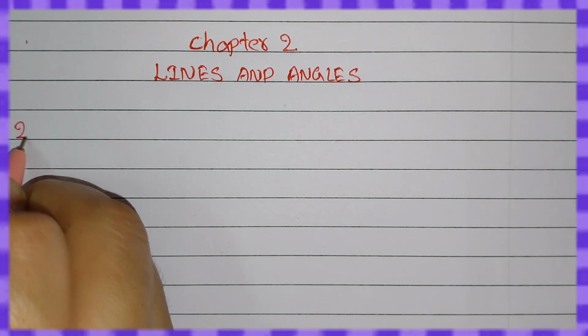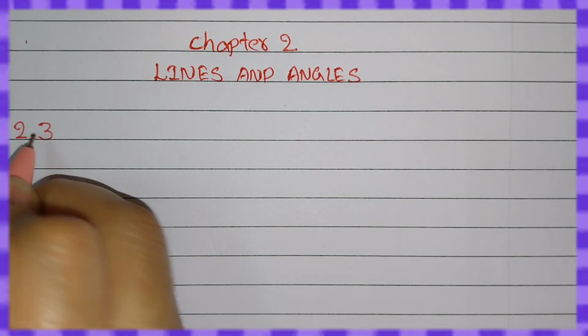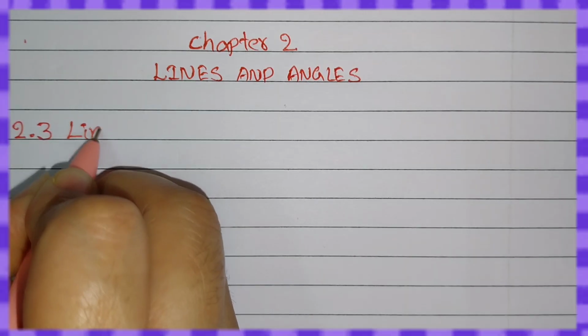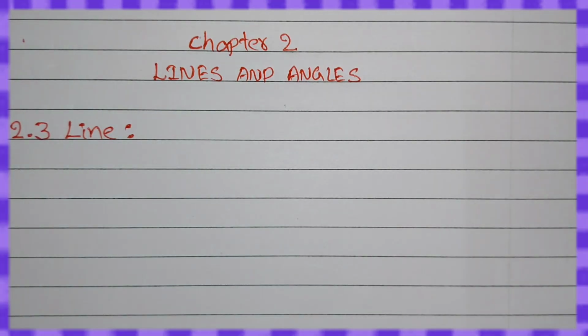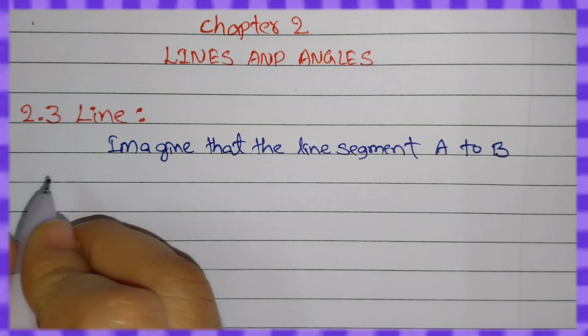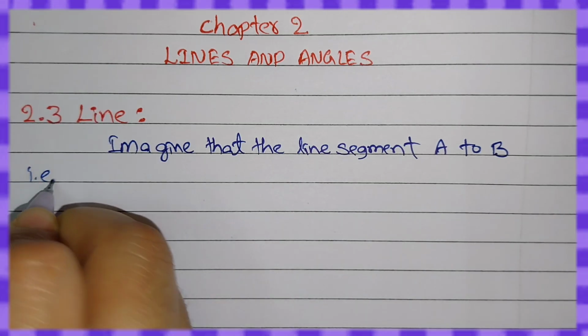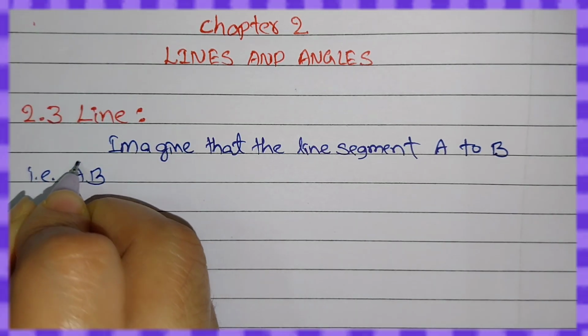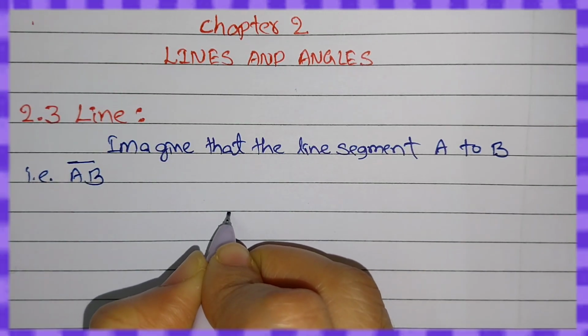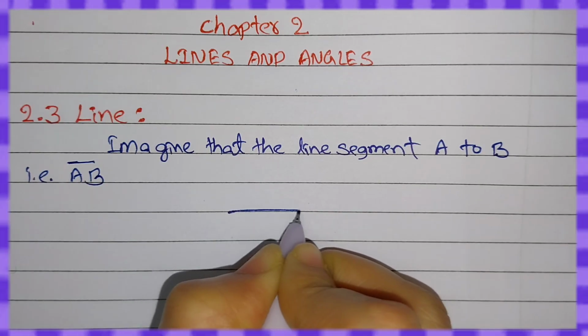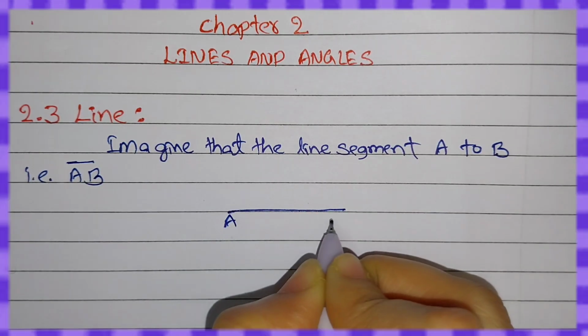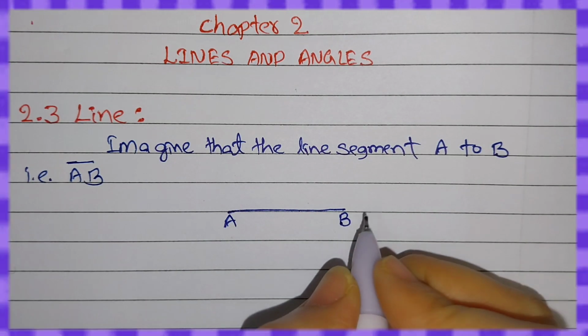In the last video we learned about two basic concepts, that is point and line segment. Today we are going to continue with chapter 2, lines and angles from class 6. In this video I will explain two more important topics, line and ray. These are simple but very important concepts in geometry. So watch carefully till the end.